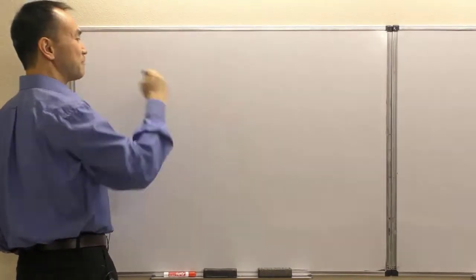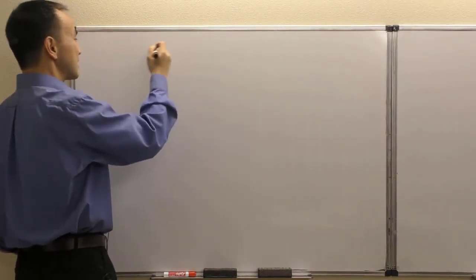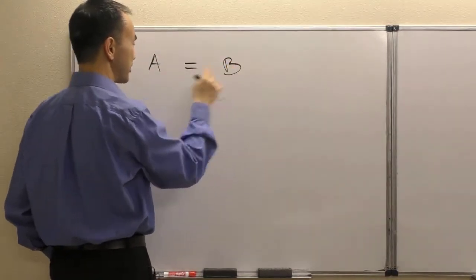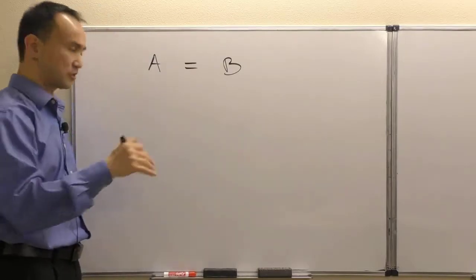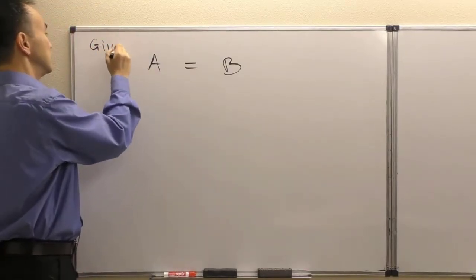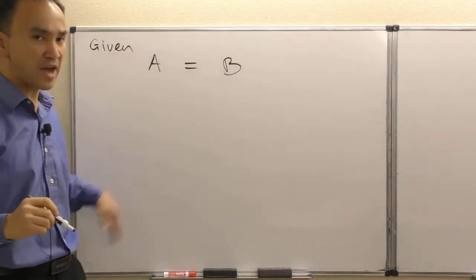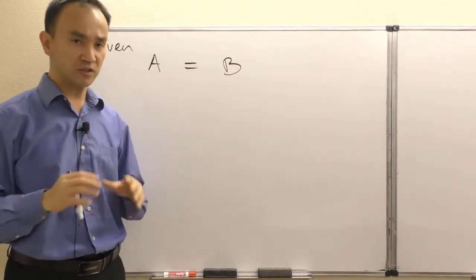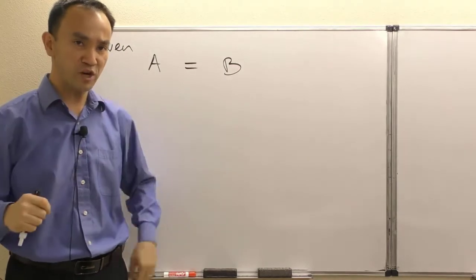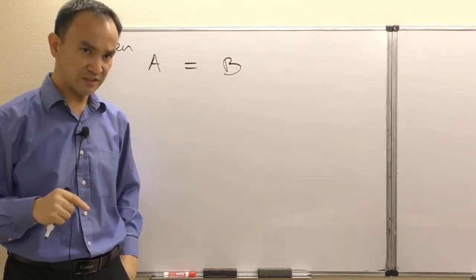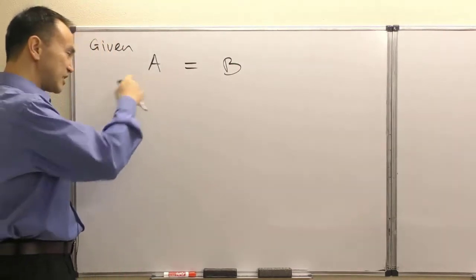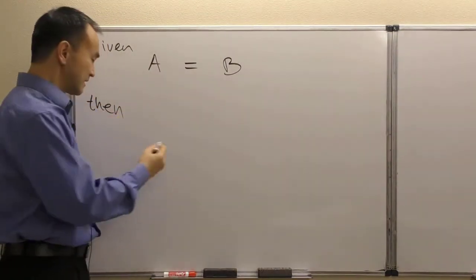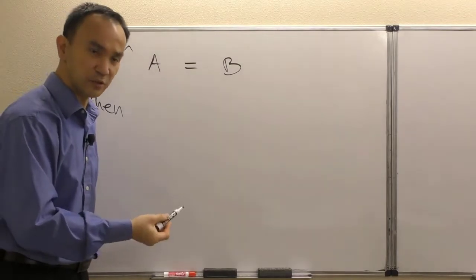This is one important understanding to pick up before I get into the next thing. Let's start out with any two expressions that are equal. So A and B are two quantities, two expressions, with an equality between them. That's given. If that's true, then this is a proven fact as well.